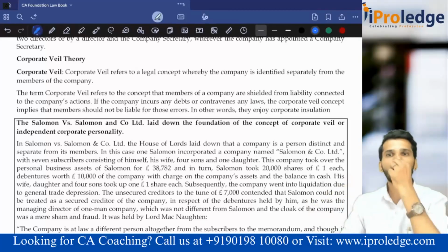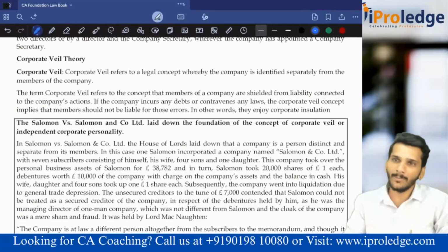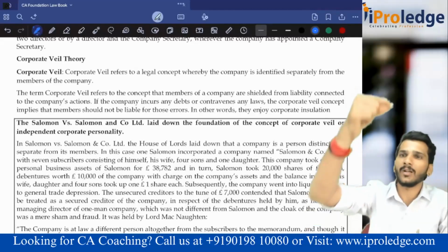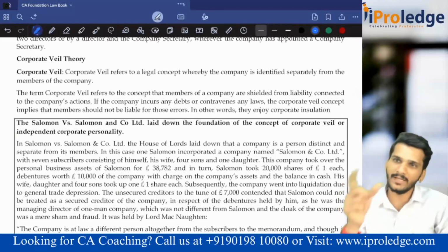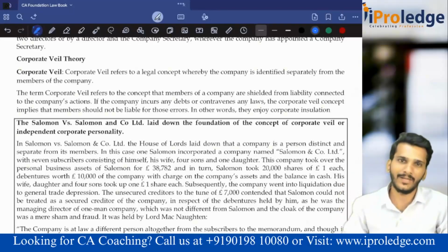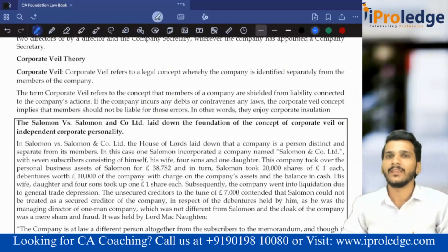So first one is to determine the character of the company. Sir, what do you mean by to determine the character of the company? Whether the company is an enemy company or a friendly company. To determine that character, court will lift the corporate veil. That is the first case. It happened in a case called Daimler versus Continental Tires and Rubbers Limited. That case we discussed in the regular class. We will discuss that later, not now. We don't have so much time now.